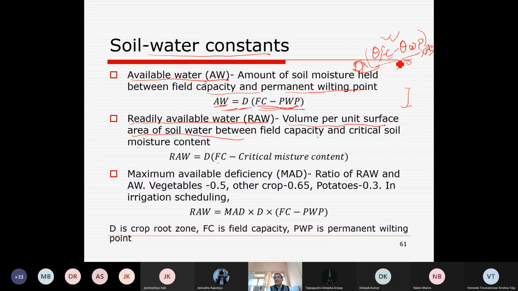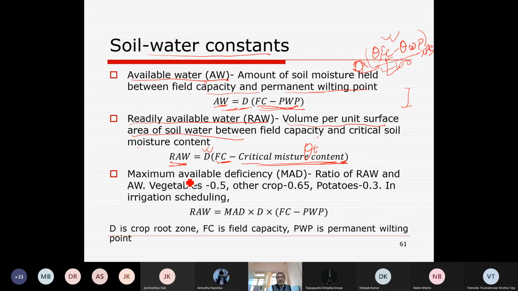So it is in the same way here, field capacity minus critical moisture content, when it should be irrigated. If we know theta at the time t, that is the critical moisture content, we can find out how much is the readily available water in this root zone depth of the soil.